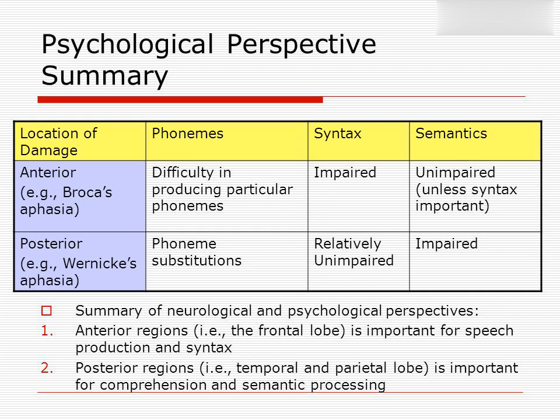Summary of neurological and psychological perspectives. Anterior regions, that is, the frontal lobe, are important for speech production and syntax. Posterior regions, that is, the temporal and parietal lobes, are important for comprehension and semantic processing.